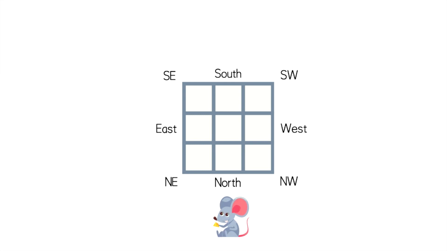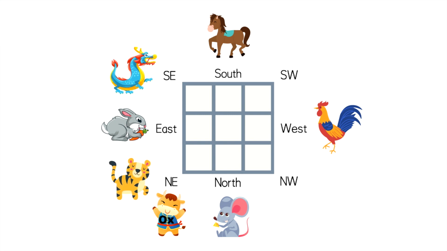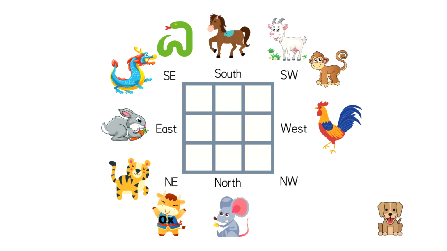The rabbit is in the east. The horse is in the south, and the rooster is in the west. In the northeast, there are 2 animal signs, the ox and the tiger. In the southeast is the dragon and the snake. In the southwest is the goat and monkey, and in the northwest is the dog and the pig.